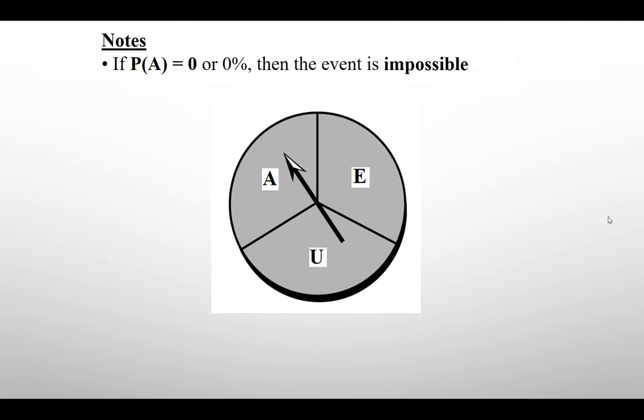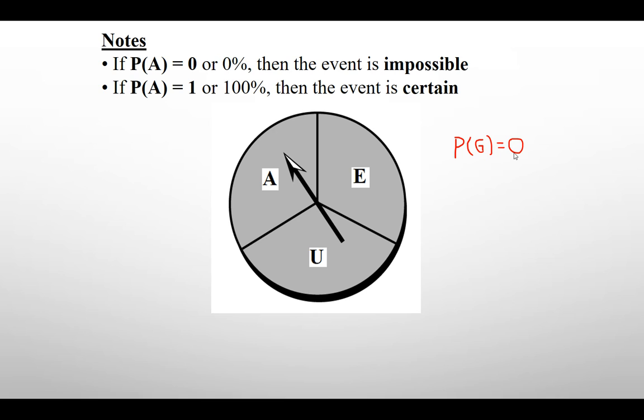An impossible event in this situation would be, for example, if I said the probability of spinning the spinner and getting the letter G, that would be equal to 0 because there is no G there. Therefore, the probability of that event occurring would be 0, and the event is actually impossible. There's no way to actually get a G.